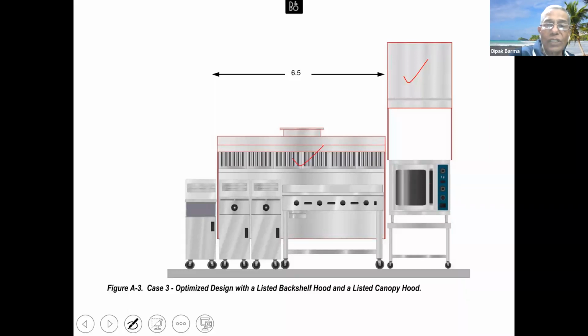So 6.5 feet, and this will be the width of the equipment. Now with the listed design, we will have for this optimized design 375 CFM, 975 CFM. Total would be 1350 CFM requirement.